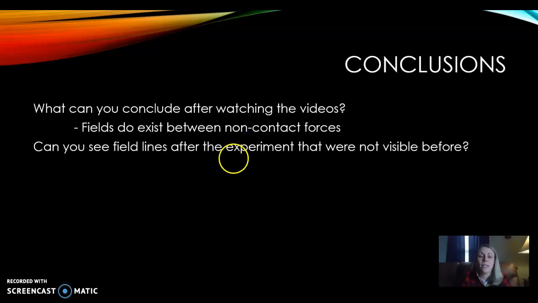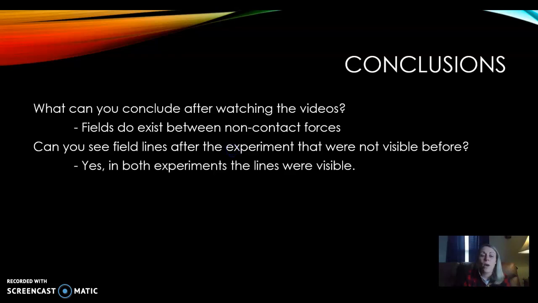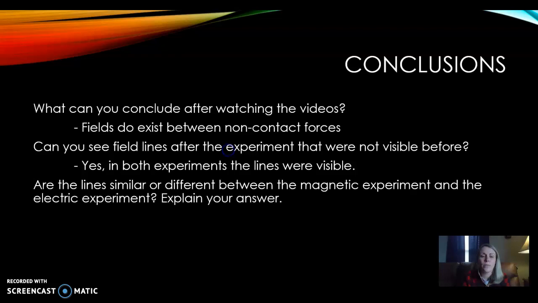Can you see field lines after the experiment that were not visible before? So in the first video where we have just the two magnets and the metallic and non-metallic ball and the compass, we could not see actual lines or anything connecting the two. But in both experiments, the lines were visible. Once the iron filings settled into place, you could see lines running from the north to the south pole. You could also see lines in the semolina seeds that were formed from the electric charges.